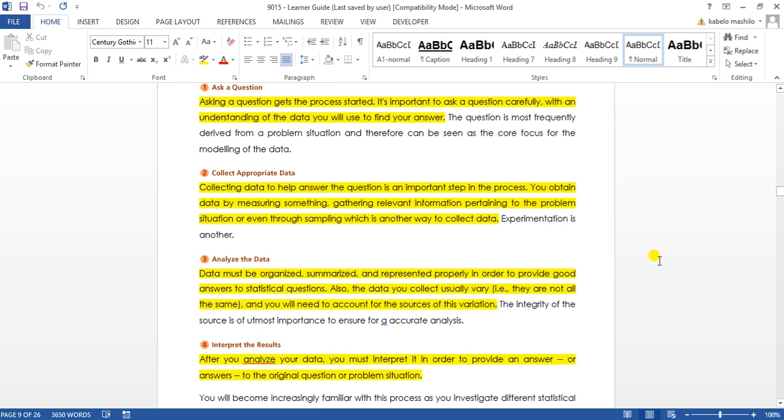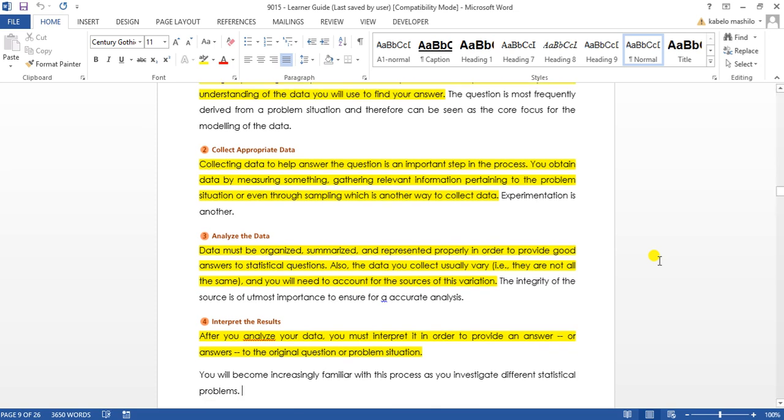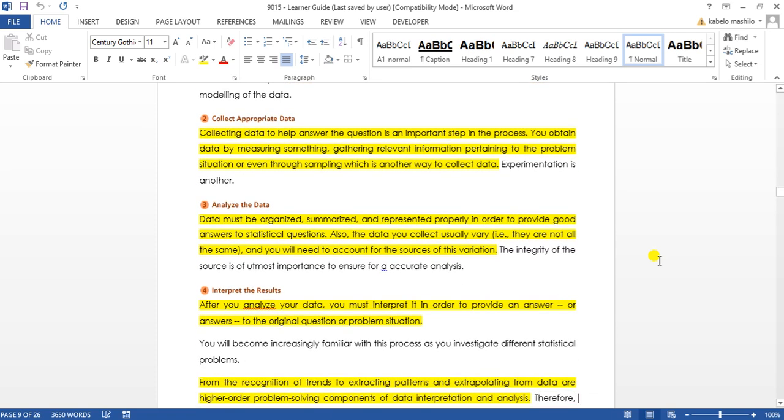Number three, analyze the data. Data must be organized, summarized, and represented properly in order to provide good answers to stats questions. Also, the data you collect usually vary, i.e., they are not all the same, and you will need to account for the sources of this variation. And number four, interpret the results.